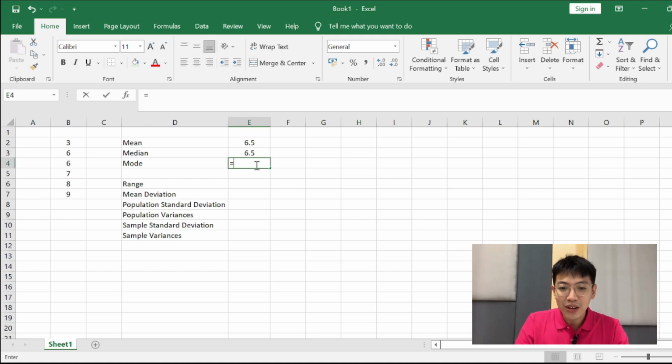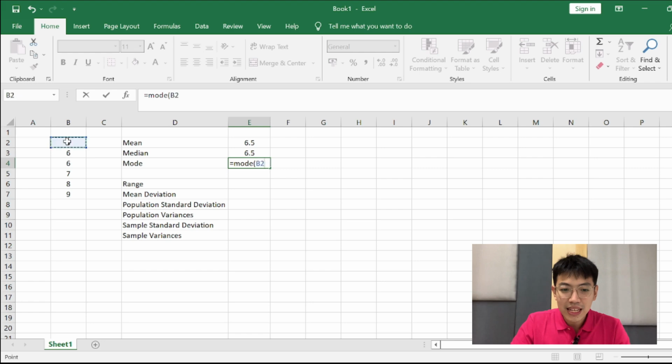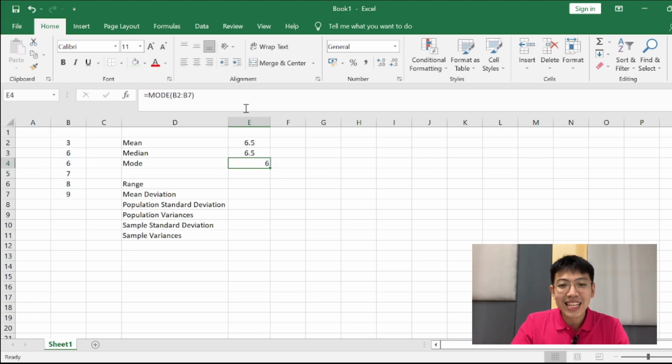For the mode, equals to mode, open bracket, the data, close bracket, and enter. The mode is 6 like what we have calculated before as well.